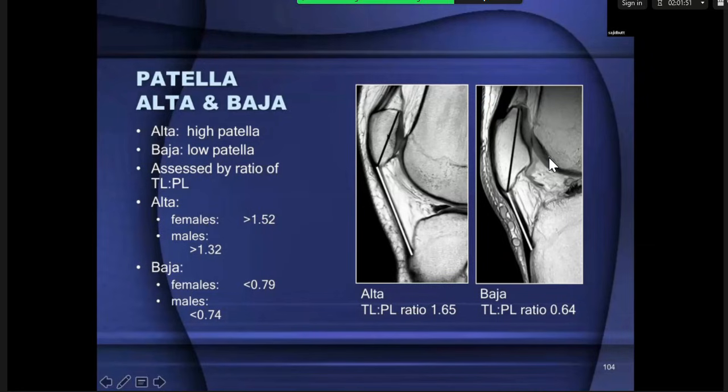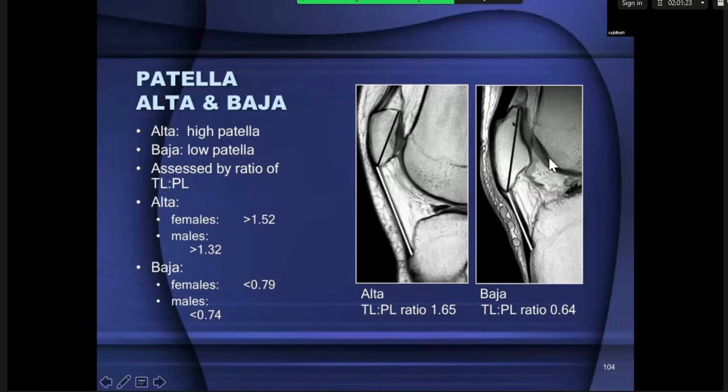You calculate the craniocaudal length of the patella, and then you calculate the length of the ligamentum patellae. This goes on top, this comes down, numerator is below here and denominator is on the upside, so you just flip them and you get the Insall-Salvati ratio, which is, in females, if it's more than 1.5, it's abnormal, it's high. In males, if it's more than 1.3, it's abnormal, it's high.